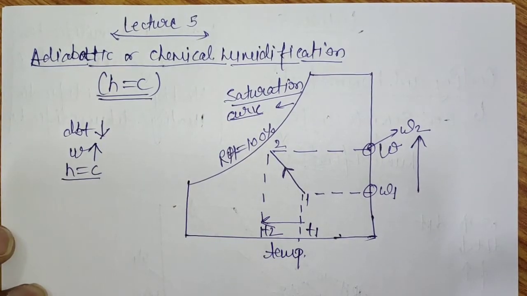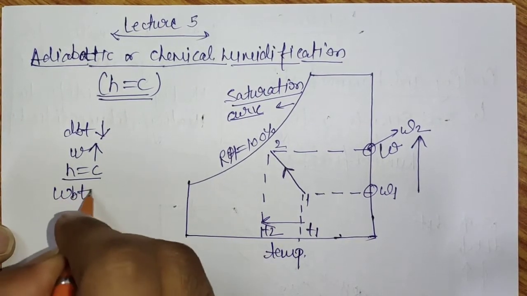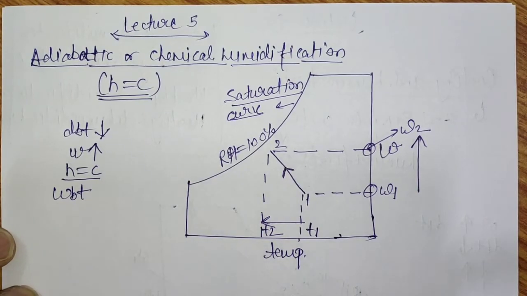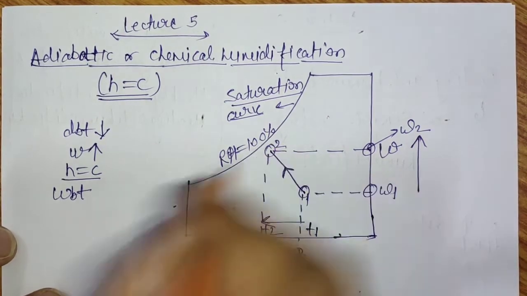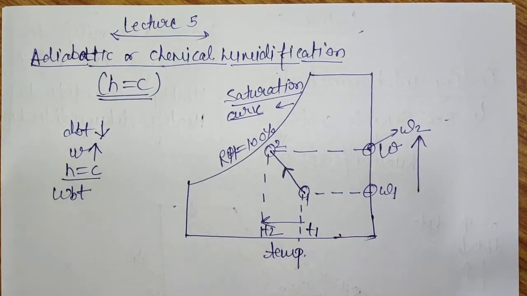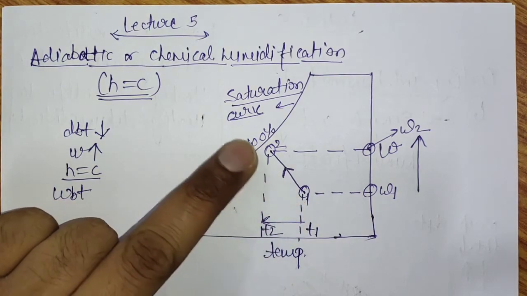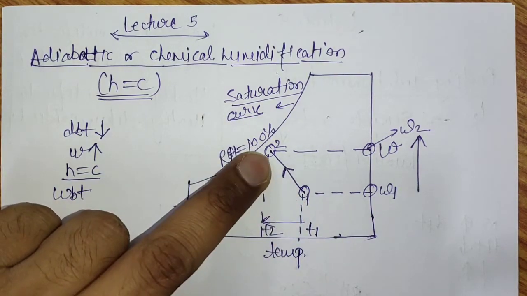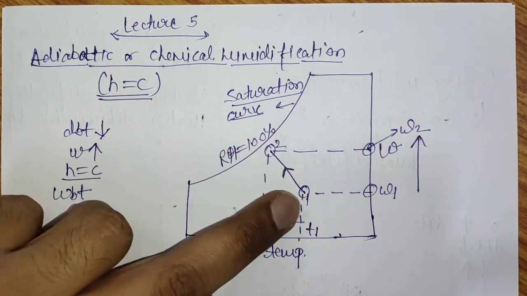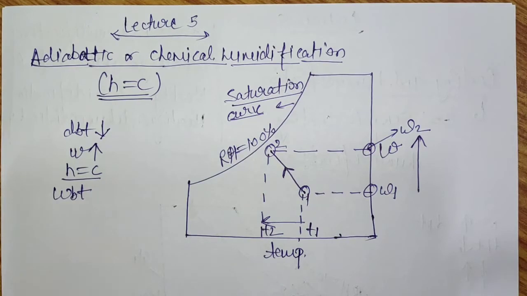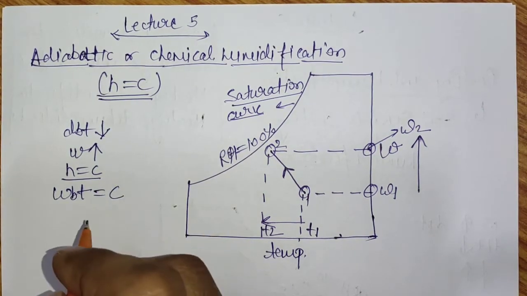Talking about the wet bulb temperature, the wet bulb temperature at any state, either state 1 or state 2, can be obtained by drawing a line along the constant enthalpy line up to the saturation curve. If we draw the constant enthalpy line up to the saturation curve, then for state 1 as well as for state 2, the line will be the same. Therefore the wet bulb temperature will be the same for state 1 and state 2. Hence the wet bulb temperature will remain constant.